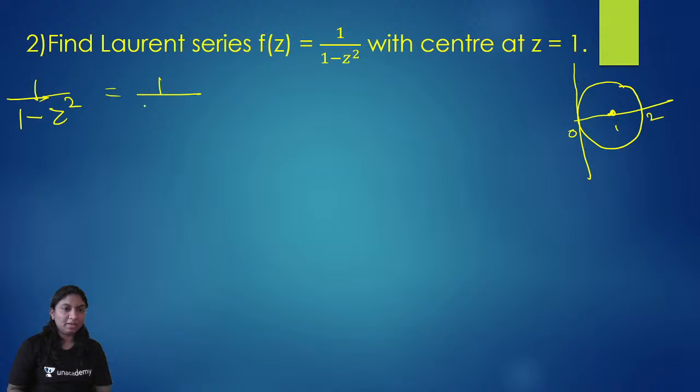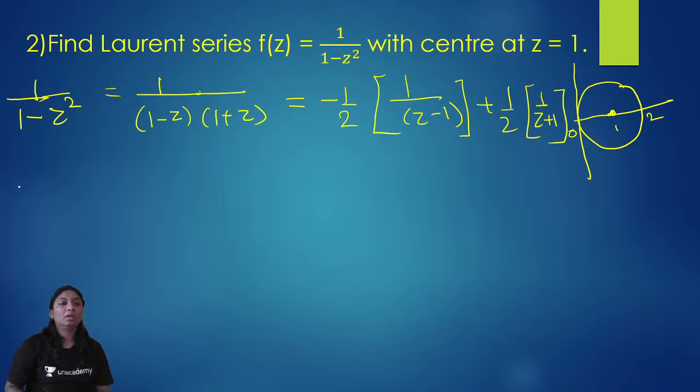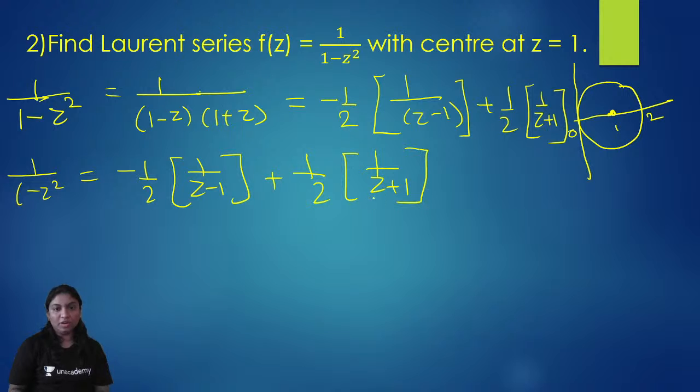So can I write this as 1 upon 1 minus z, which will become 1 upon (z minus 1) times minus 1 by 2, plus 1 by 2 into 1 upon z plus 1. Right? Now this is your 1 upon 1 minus z square.